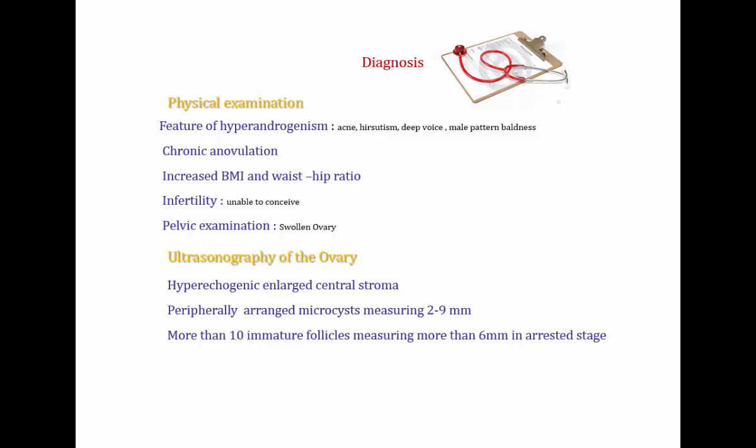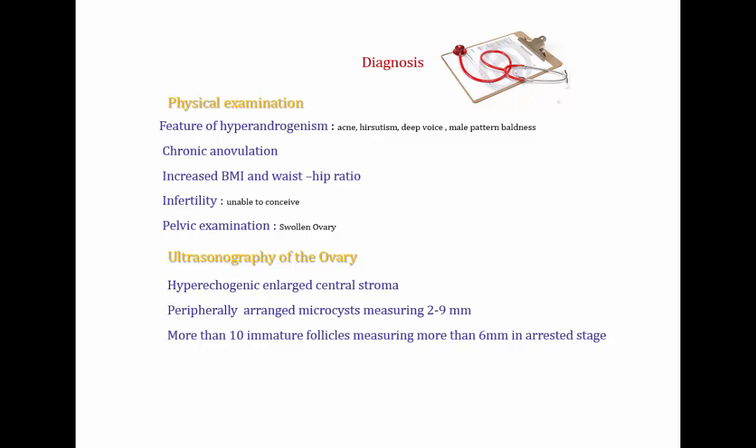Diagnosis, first is physical examination. The patient is examined for features of hyperandrogenism like acne, hirsutism, deep voice, male pattern baldness. One thing I would like to say is that androgen is the precursor of both estrogen and testosterone. Estrogen inhibits the action of testosterone, or the action of androgen, if a small amount is present in the female. So when there is no estrogen or the estrogen is quite low, these androgens show up their symptoms. It is due to the excess androgen.